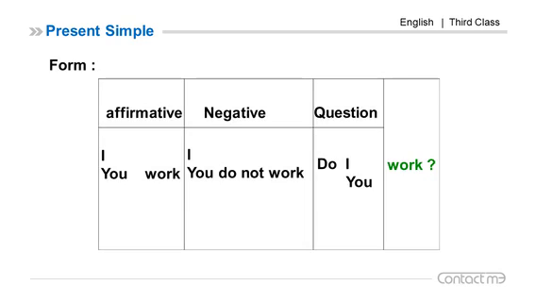Number 2, present simple. We form present simple with pronoun plus infinitive, with or without s. This is the formation table. Affirmative sentence, I work, you work. Negative, I do not work, you do not work. Questions, do I work, do you work?